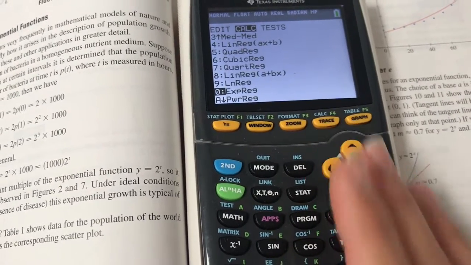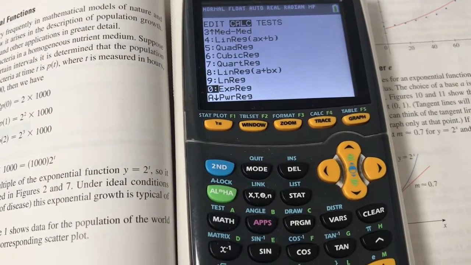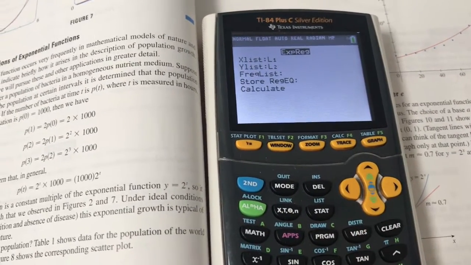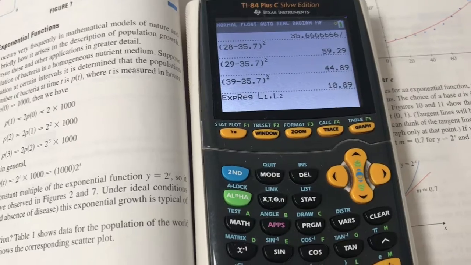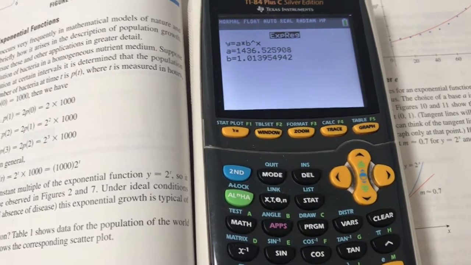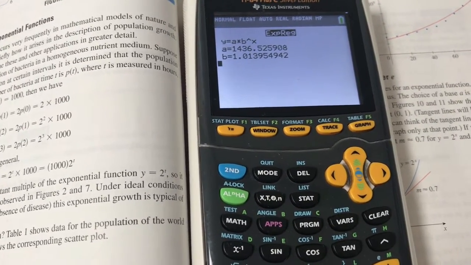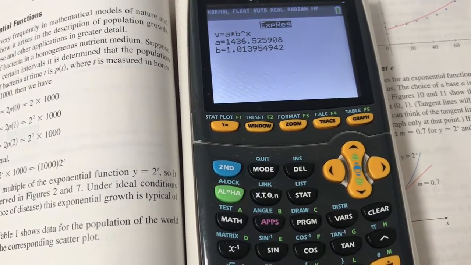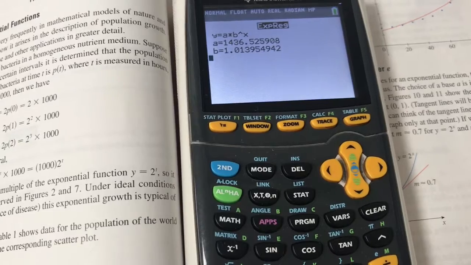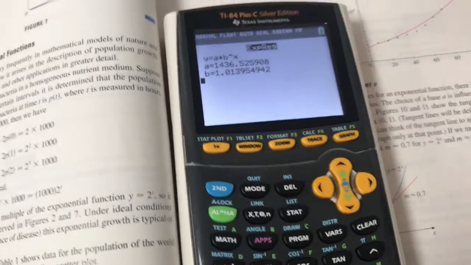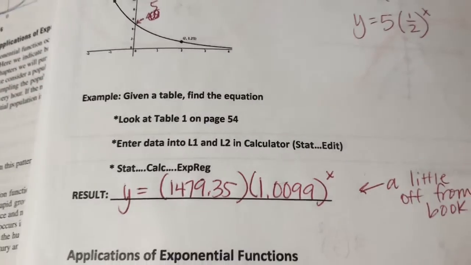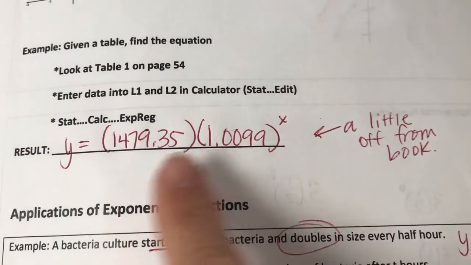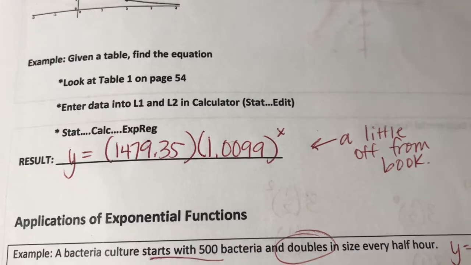But if we go down here, this number 0 is exponential regression, list 1 and 2. And then if we hit calculate, it's thinking a little bit. Okay, see the form is a times b to the x. So your a is 1436.5 times b, which is 1.01 to the x power. And you can see that's how I wrote that. So your a gets written in the first parentheses and your b in the second parentheses.